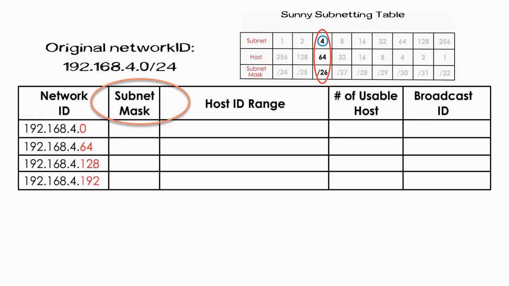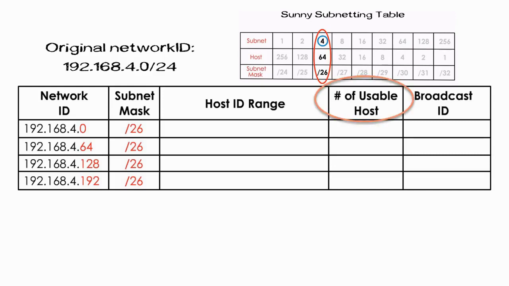Now, the subnet mask for each subnet. Well, they are all /26. The original subnet mask is /24. We are done with the subnet mask column.